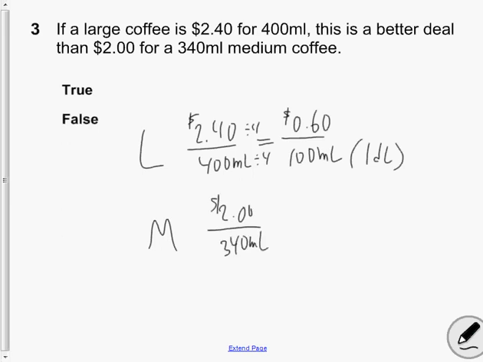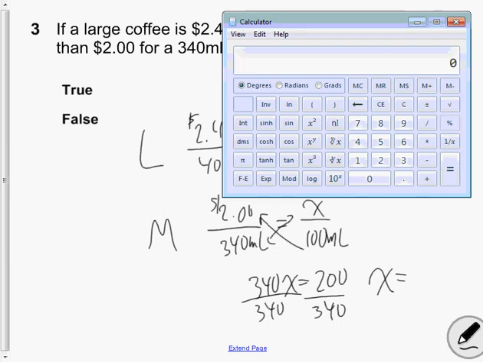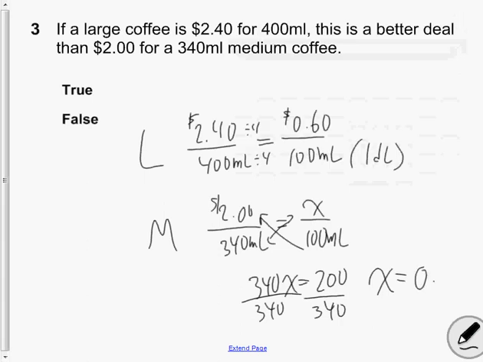So if I say it's $2 for 340, how much is it for 100 mils? I can multiply across to get 340x equals, multiplying $2 by 100, 200. I can then divide both sides by 340, and x would equal 200 divided by 340, which is approximately 0.59. So therefore the medium is a slightly better deal, but it says the large is, so your answer has to be false because your medium is fractionally cheaper per 100 mils.